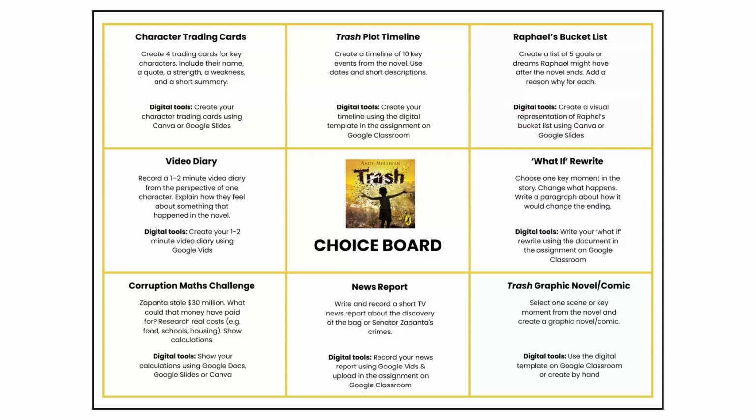So with this particular choice board here, I have a 3x3 grid. I've only used 8 of the cells. I've got a nice heading in the middle so that my students know what this particular choice board relates to. And then my activities are very clearly outlined. They know that one of them is a maths challenge. They know one of them requires some creativity with a graphic novel or a comic. And then we've got a quick instruction for my students to have a look at and see what they need to do for that particular activity.